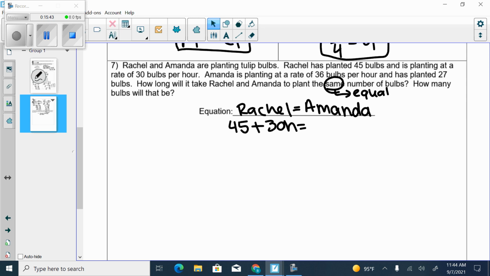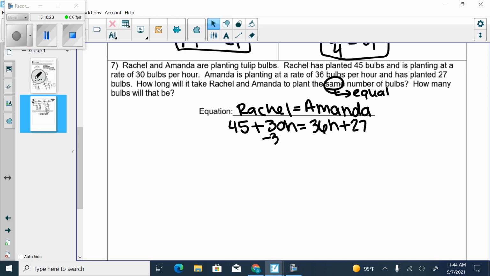All right, so we got Rachel taken care of. Now we got to write something for Amanda. Okay, so we would read that Amanda is planting at a rate of 36 bulbs per hour. How would I write that? 36 H, because it's per hour. And she has already planted 27. Plus 27. That word and does mean plus. Okay, so now that we have the equation written, we can solve. Remember, if it says per hour, that's the one that the variable is going to go with. Okay? All right, so what should we do first? What's our first step to solve?